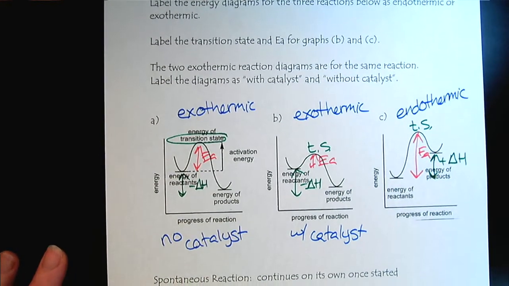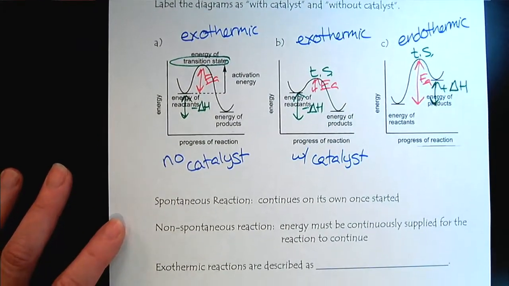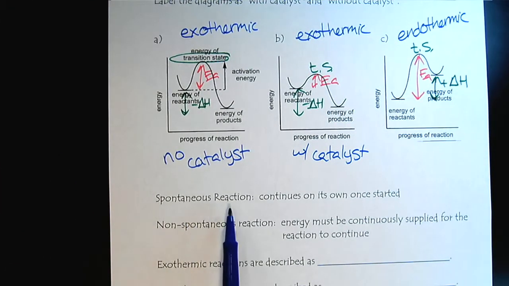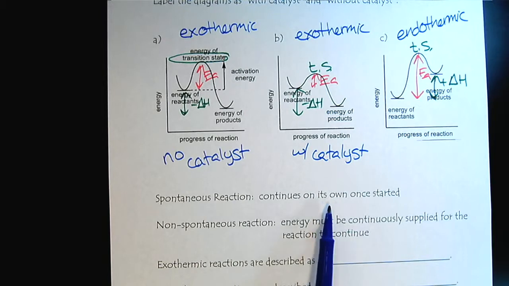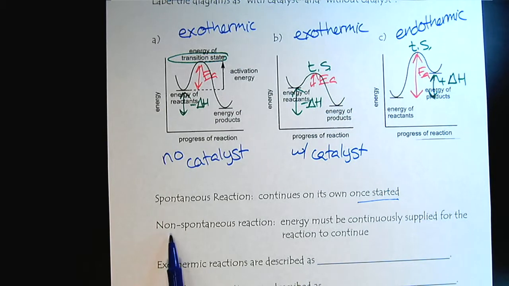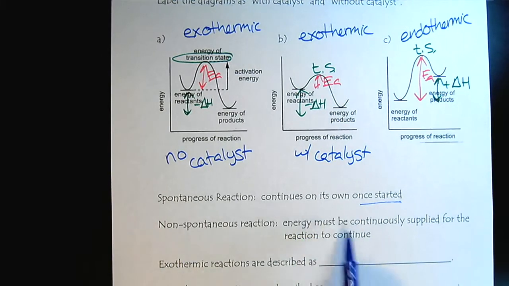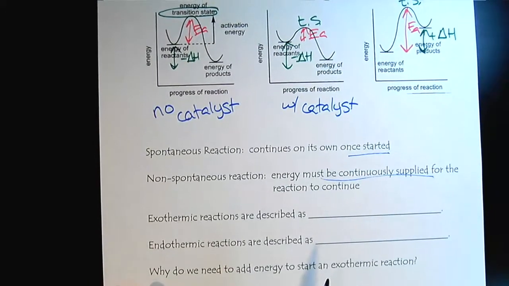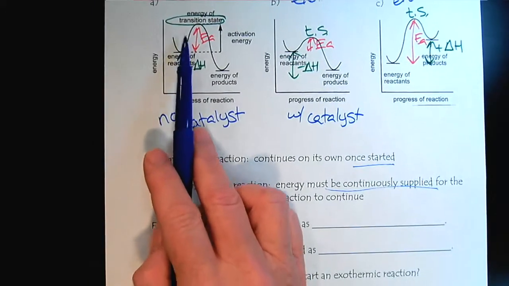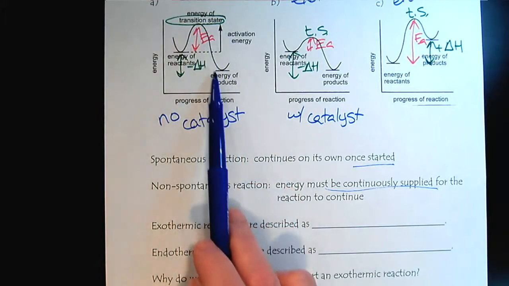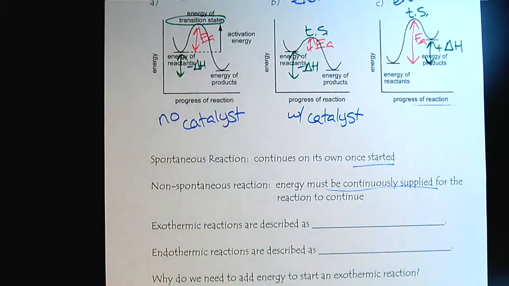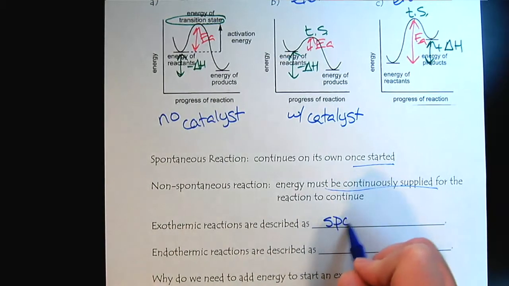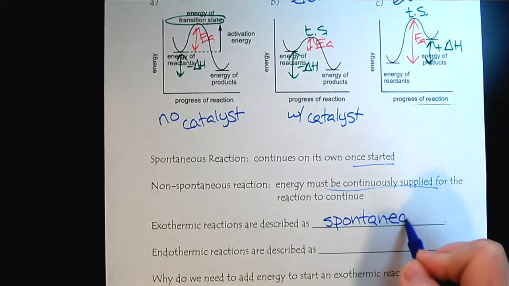Now we're going to bring in some language that we haven't used before. So we have the idea of a spontaneous reaction. It continues on its own once started, versus a non-spontaneous reaction where energy must be continuously supplied for the reaction to continue. All right, so exothermic reactions, once we've overcome the activation energy, they release additional energy to keep the reaction going. So exothermic reactions are described as spontaneous.